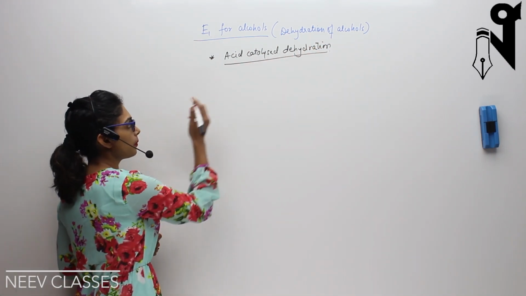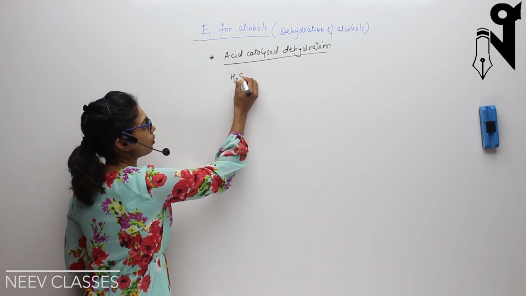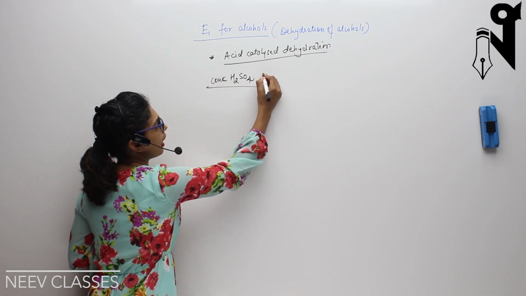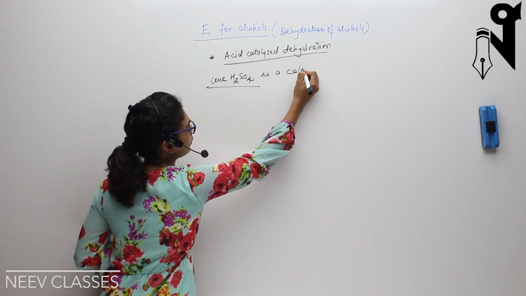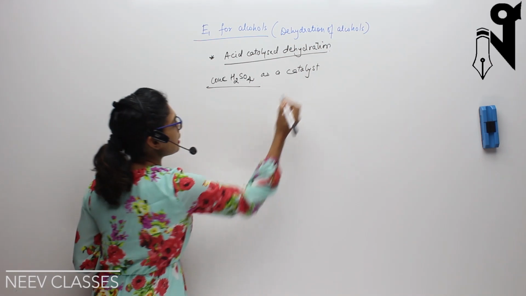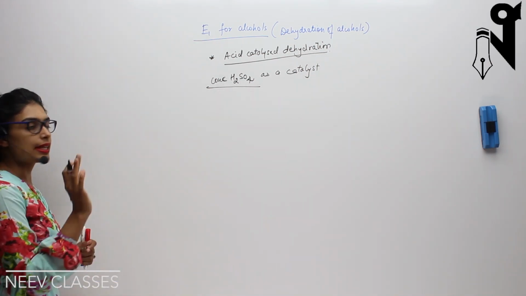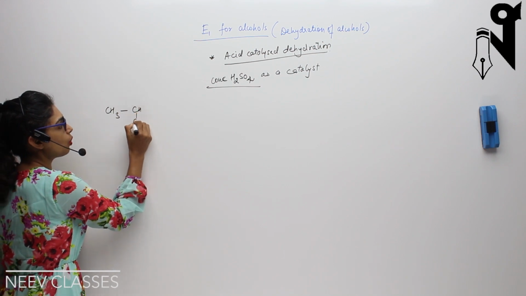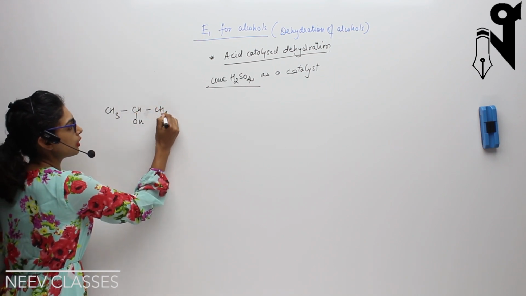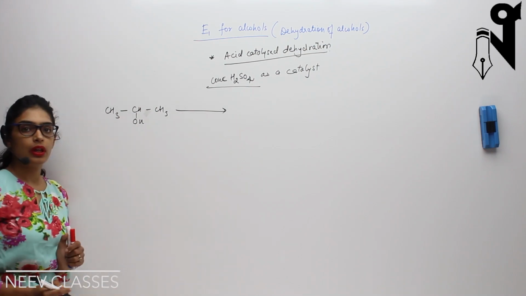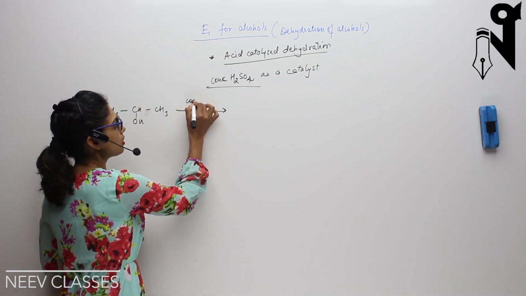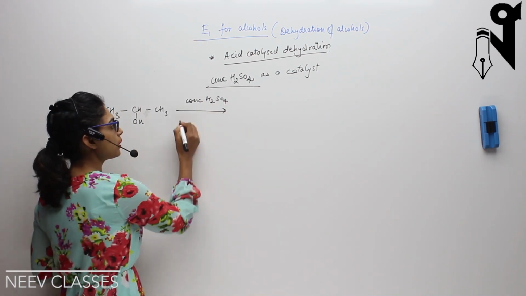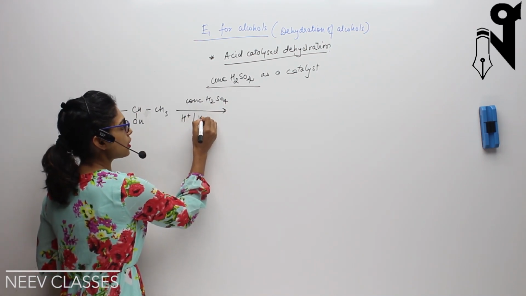As the name suggests, we will be using acid as a catalyst over here. So we are going to take concentrated H2SO4 as a catalyst. Now let's understand how the reaction will take place with an example. So I have, let's say, CH3CHOHCH3. This is my alcohol. Now, if I take concentrated H2SO4, it can be written as H+ and HSO4-.